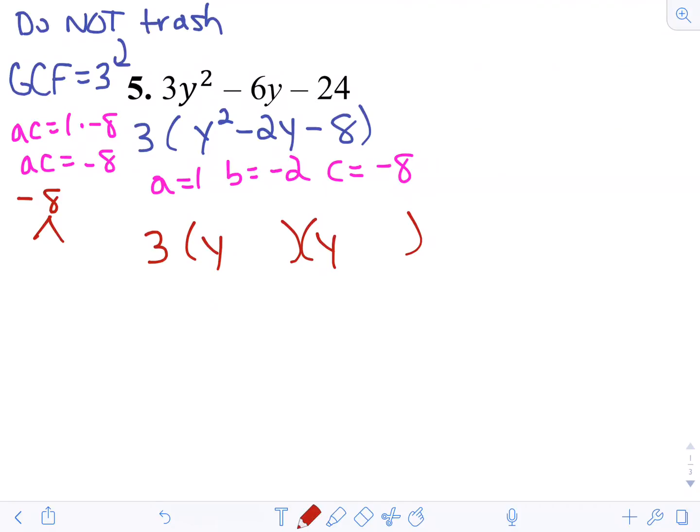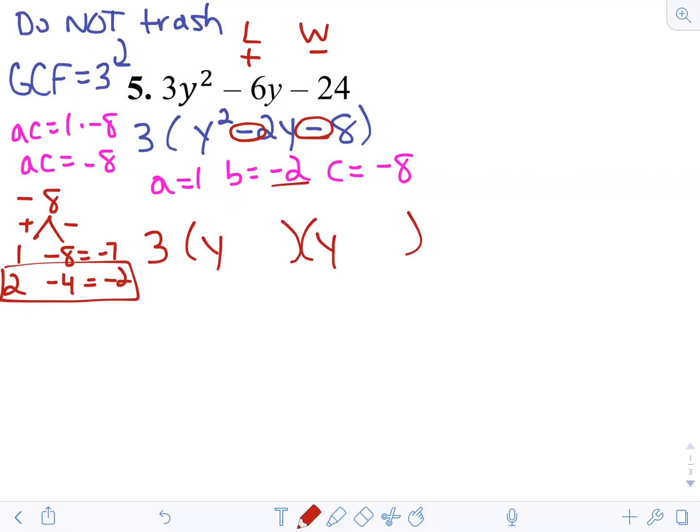Okay, so I'm going to look at my signs here. We have a negative and a negative. Anytime this back one's a negative, you're going to have a loser and a winner. Well, the middle term tells you who your winner is. My winner is negative, so my losers are positives. So positive and negative, and we're going to start with 1. So you have 1 and negative 8. That adds up to give me negative 7. Then we can do 2 and negative 4. That adds up to give me negative 2. And that's what I want because my b term is a negative 2.